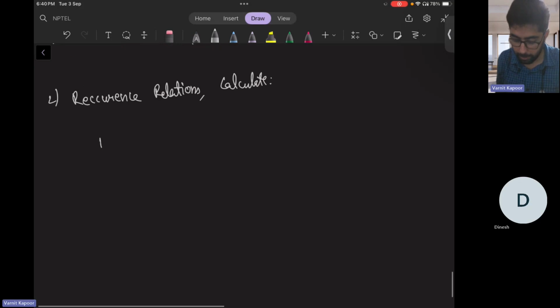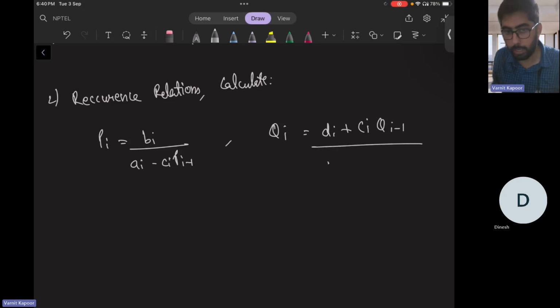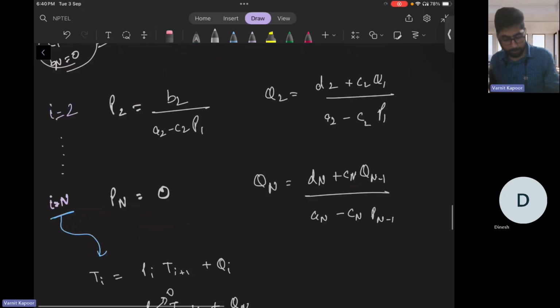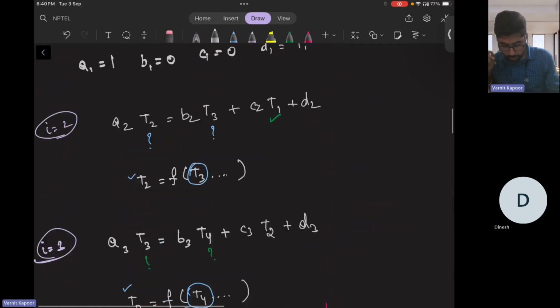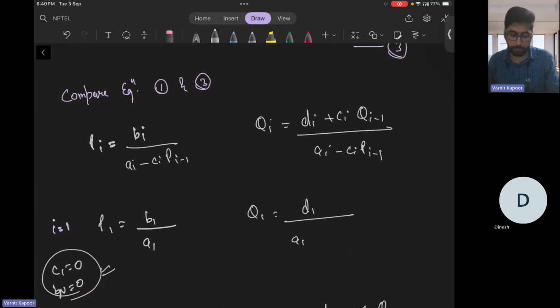That is nothing but P of i is P of i over K of i, P i, P of i minus 1, and Q of i was P of i plus P of i, Q of i minus 1 over A of i minus P i, P of i minus 1. Same thing I've written from here. This relation, this one, when we compare with this one.